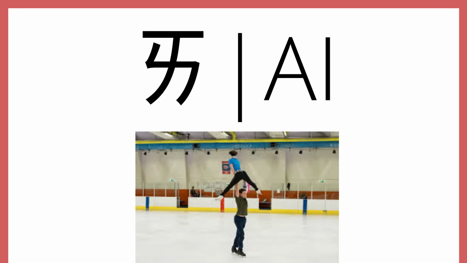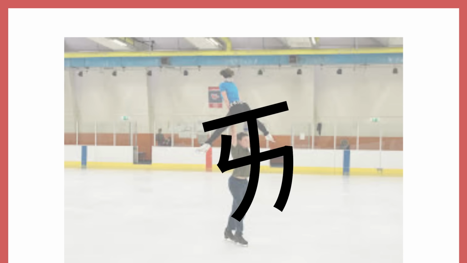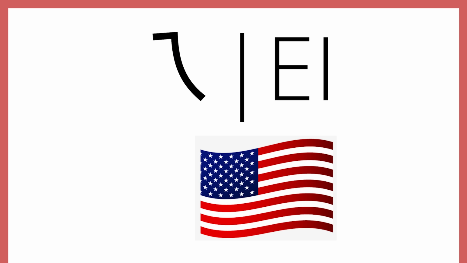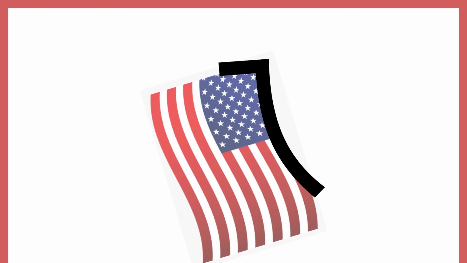The next final is I, as in ice skaters without the skaters. I. The pinyin is AI, and the zhuyin looks a bit like a male skater raising a female skater into the air, like this. Now we have A, as in waving flag without the wing flag. A. The pinyin is EI, and the zhuyin looks like a flag waving in the wind.